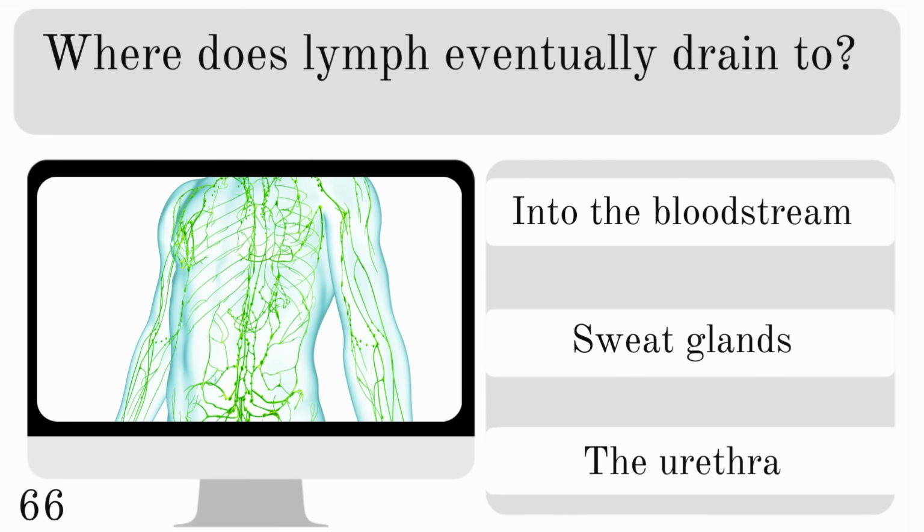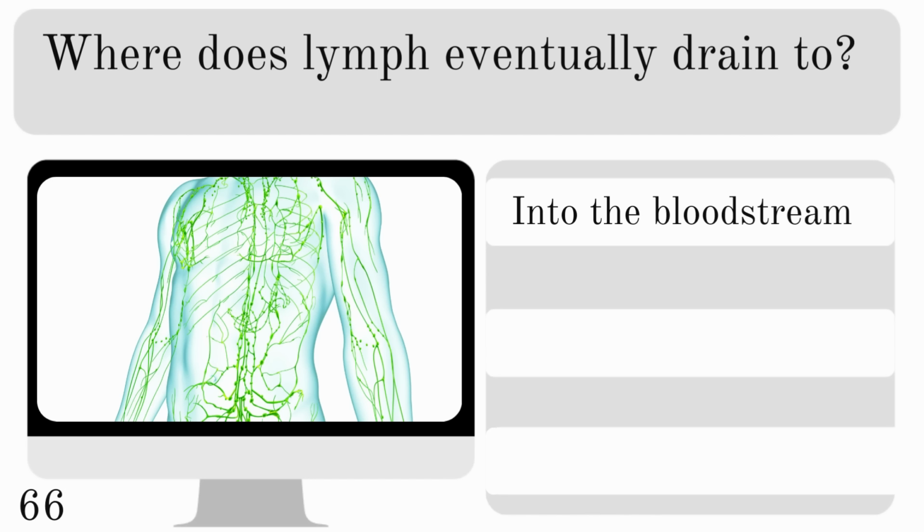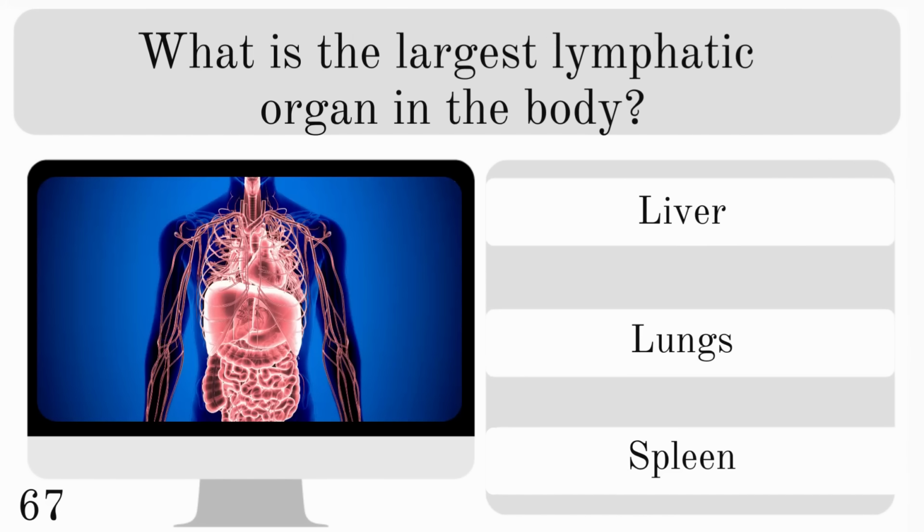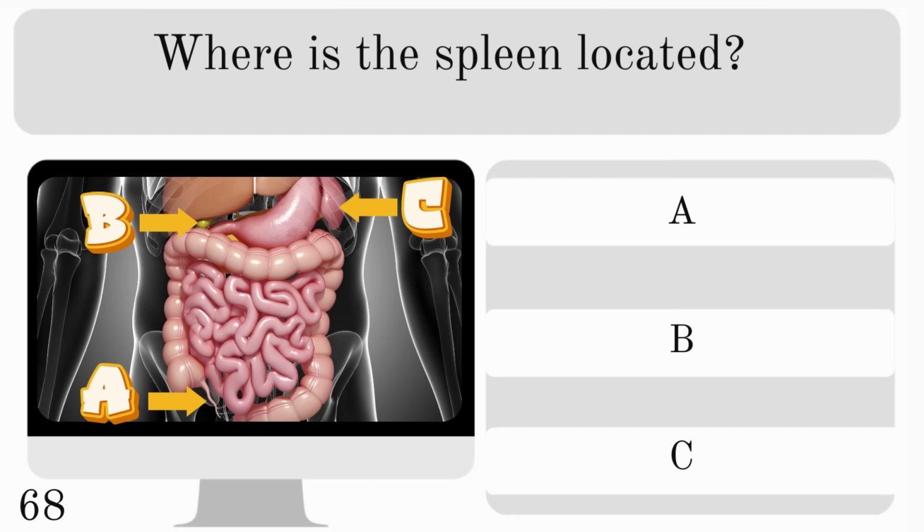Where does lymph eventually drain to? Into the bloodstream, sweat glands, or the urethra? And it drains into the bloodstream. What is the largest lymphatic organ in the body? The liver, lungs, or spleen? And it is the spleen. So, where is the spleen located? Position A, B, or C? And it is position C.